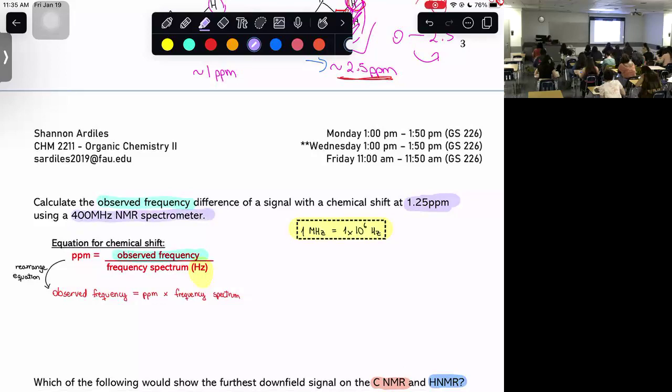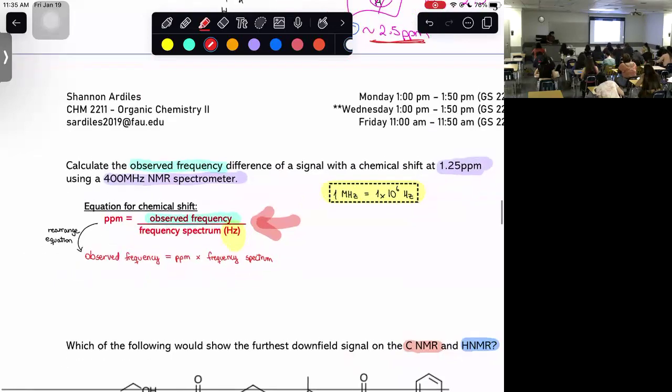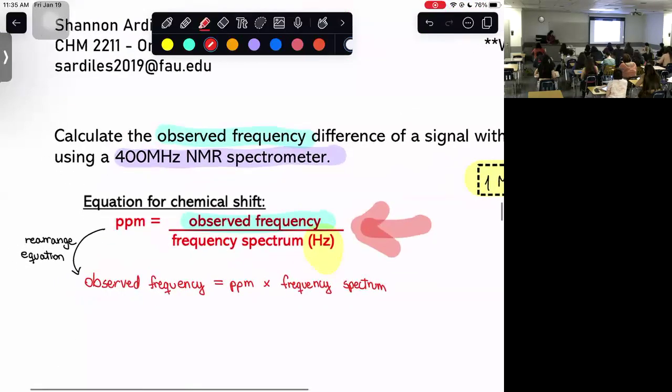You're always going to be given at least two values: either observed frequency, chemical shift, or the strength of your spectrometer, because the equation for your chemical shift is going to be the following. So please start writing that one down. It's important for you to remember it, but again, if you freak out, that's okay. It's just one question. If this is going to take you a long time, I wouldn't prioritize it, because there are going to be harder questions without math.